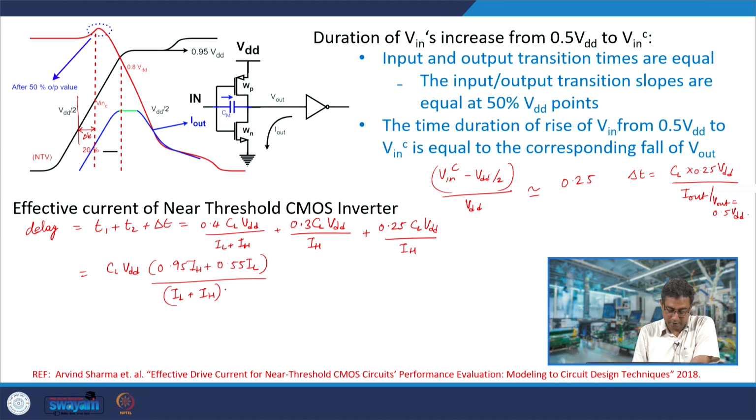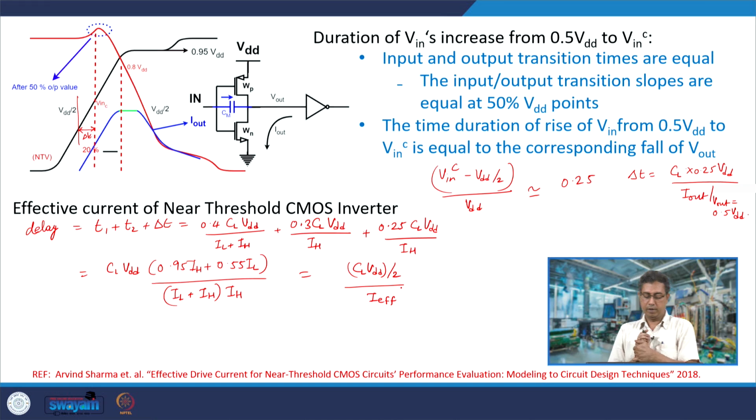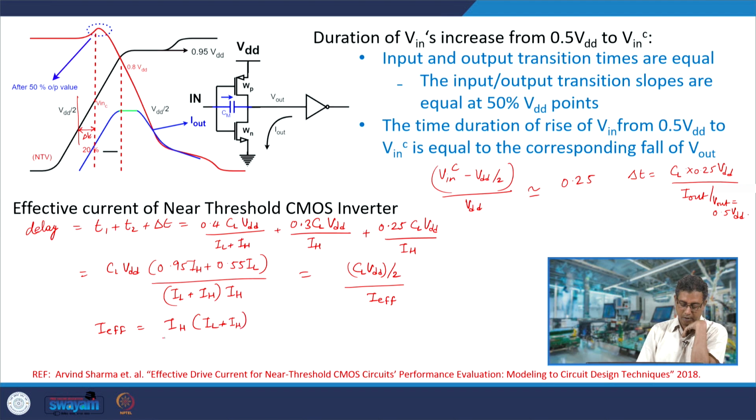into IH. Now, this we equate to CL VDD by 2, this is the discharge for 50%, divided by I effective. So, CL VDD by 2 because you are dealing with 50% discharge, divided by the effective switching current. If you substitute this, you get I effective to be IH into IL plus IH divided by 1.9 IH plus 1.1 IL.